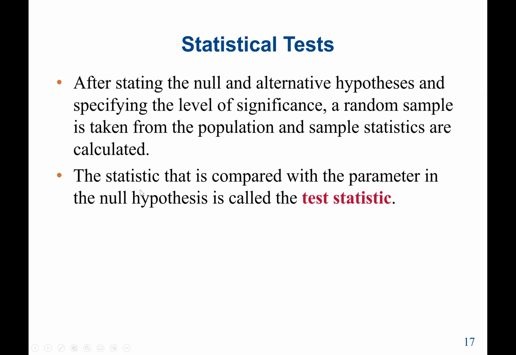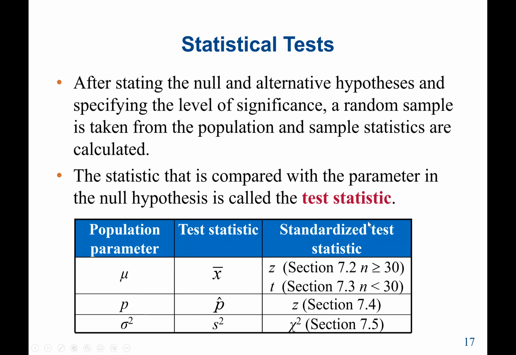So the statistic that is compared with a parameter in the null hypothesis is called a test statistic. Here we have a population parameter and also the test statistic. For the population parameter, the mean is mu, and for the sample it will be x bar. Then we also have the proportion p, and the test statistic is p hat. Then for the variance, the population parameter is sigma squared, and for the sample variance, it will be s squared.